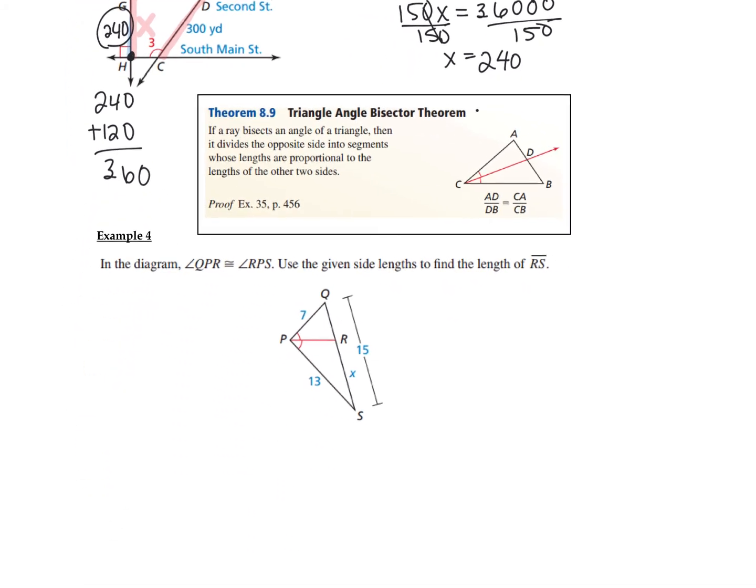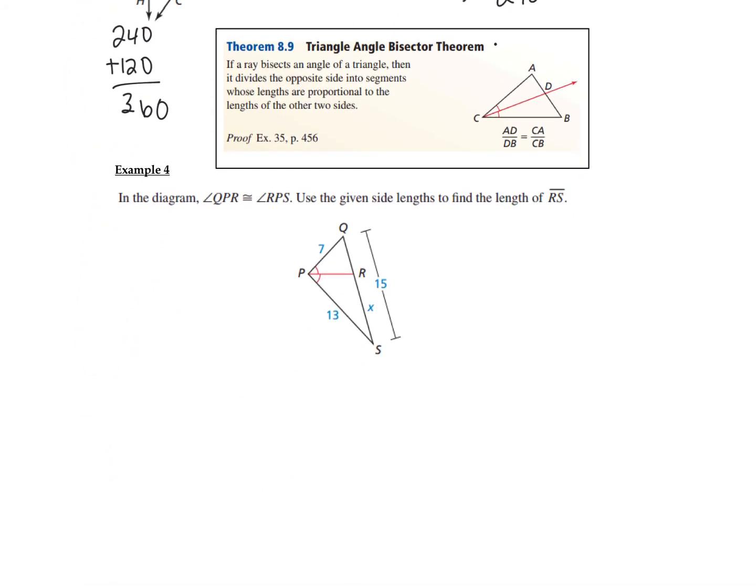Let's see the last example, number 4, the triangle bisector theorem. This one says if a ray bisects an angle of a triangle, so here's our ray, you can see it's bisecting here the angle, then it divides the opposite side into segments whose lengths are proportional to the lengths of the other two sides. So these two will be divided proportionally with these two sides.